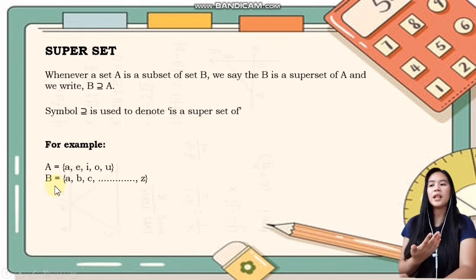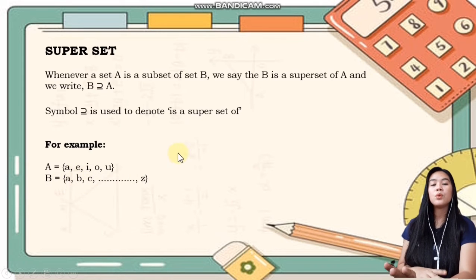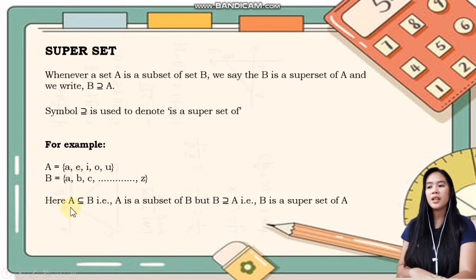So, ayan, for example, set A is equals to A, E, I, O, U. And set B is equals to A, B, C, up to Z. Here, A is a subset of B kasi na-contain ng ating set B ang elements ng set A. So, A is a subset of B, but B is a superset of A. Since hindi na-contain or wala sa set A lahat ng elements, meron ang B. So, B is a superset of A.